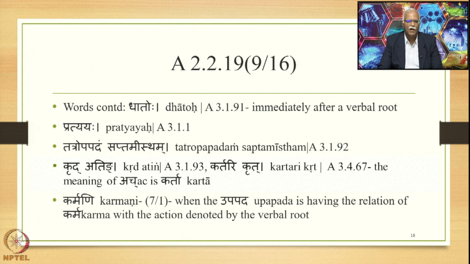The words continued are dhatoho, 3191, which means immediately after a verbal root, pratyayaha, 311, tatropapadam saptamistham, 3192, kridating, 3193, kartarikrita, 3467, and this says that the meaning of the suffix tak is karta. Karmani also is continued. When the upapada is having the relation of karma with the action denoted by the verbal root, that is the meaning.